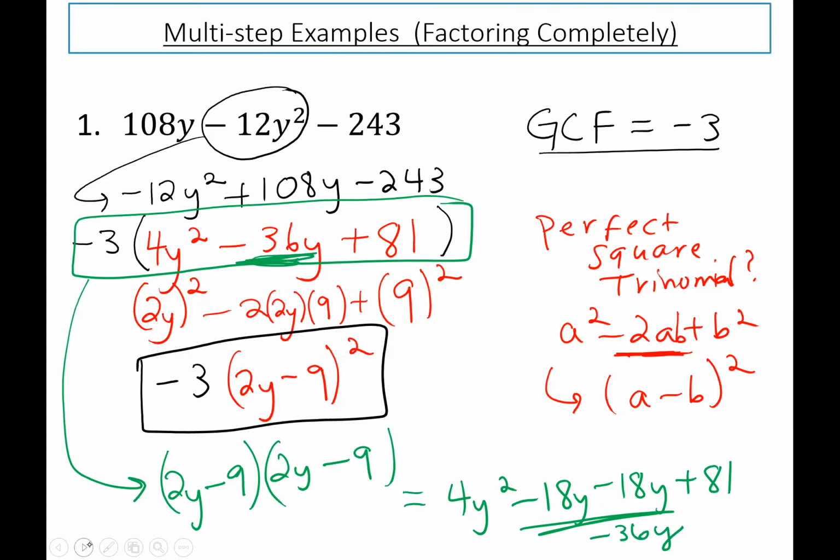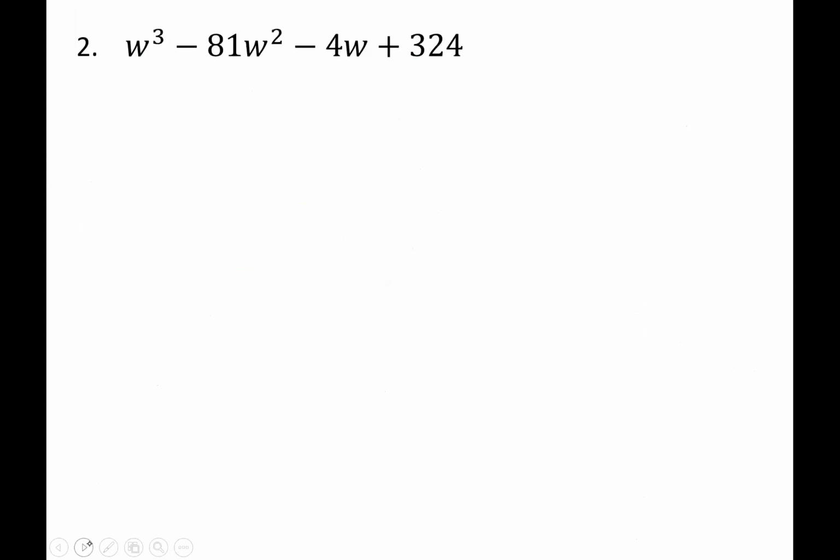All right, good. Next one, number 2. This problem has 4 terms. We haven't seen that in a little bit, so this will be a good review of how do we factor something with 4 terms. All right, let's take a look. So it's w to the 3rd minus 81w squared minus 4w plus 324.